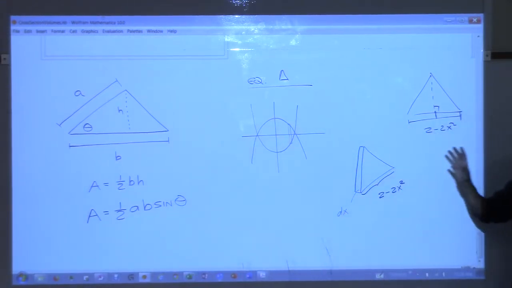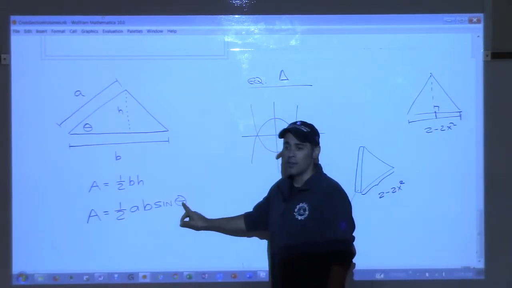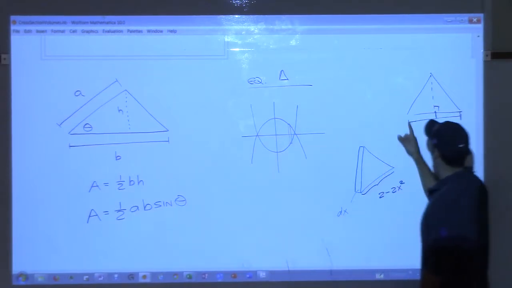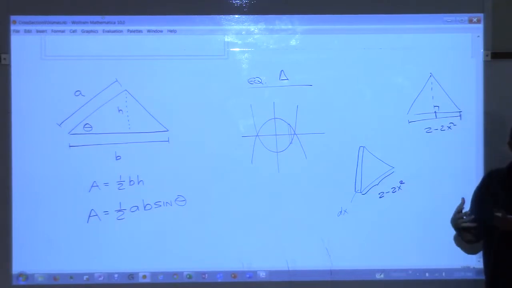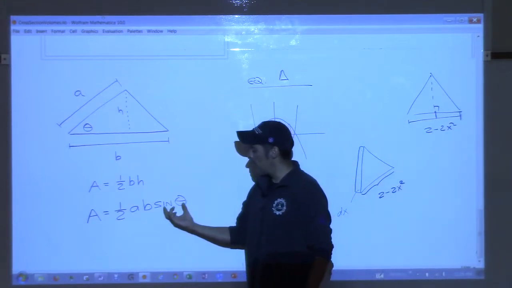This formula is really nice if you know the angle between the sides. The fact that an equilateral triangle has the same length sides means all angles are congruent, so they're all 60, right? So you know that the angle in there is 60 degrees or pi over 3, and it becomes very easy to use this formula.